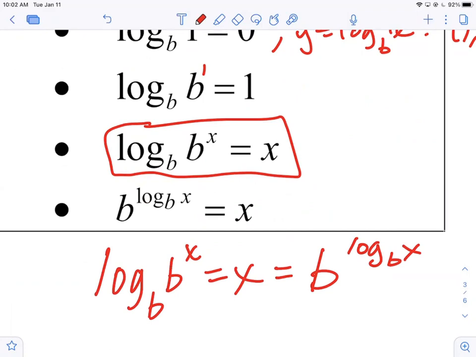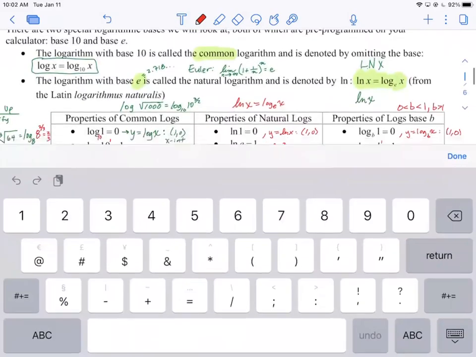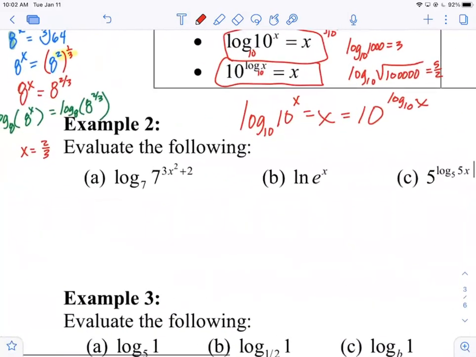And again, this x is a placeholder. It could be a number. It could be an x. It could be a pink elephant. It could be an expression like x squared plus 4. It doesn't have to be plain old x. Okay. All right. Let's try out example 2.